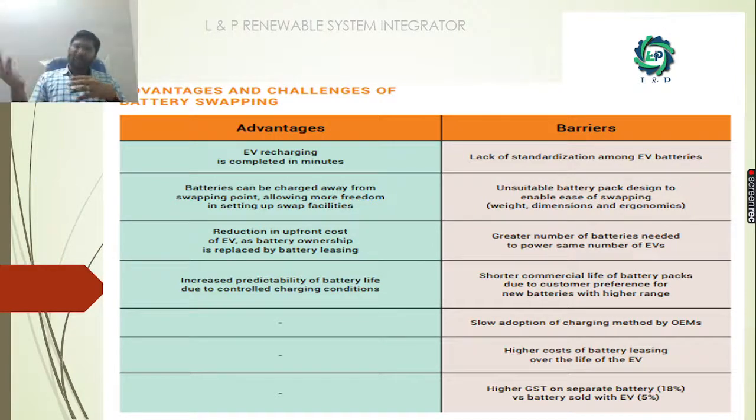And what are the barriers? There is a lack of standardization among the electrical batteries. Sometimes there is unsuitable battery pack design, and it will be difficult for us to do the swappings. And most importantly, there is a higher cost of battery leasing over the life of the electric vehicle. There will be high GST for electric vehicles.